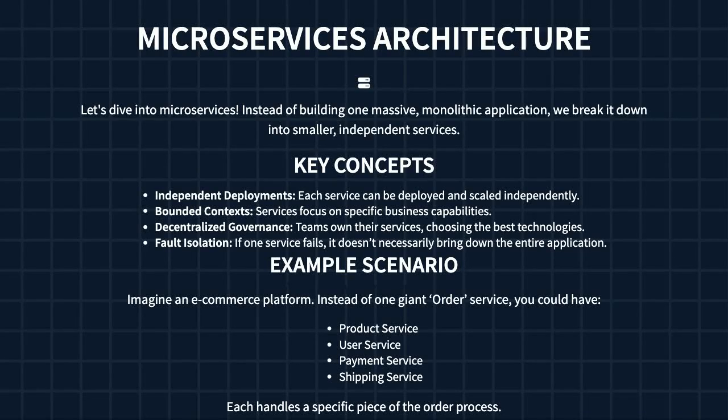Okay, let's talk about microservices. Think of it like this: instead of one huge, complicated program, we break things down into smaller, self-contained pieces, individual services. These services are completely independent of each other, meaning you can update or scale just one service without affecting the others. Each service focuses on a specific area of the application, like product information, user accounts, or payment processing. This approach gives teams more flexibility and control, making it easier to build, deploy, and maintain complex applications. It also provides better resilience. If one part fails, the whole thing doesn't necessarily crash.